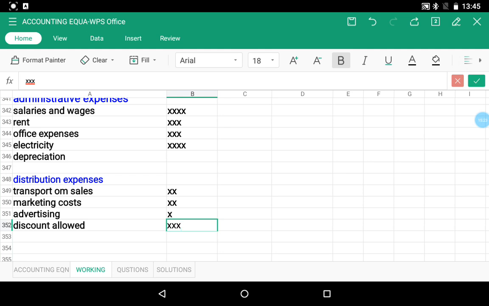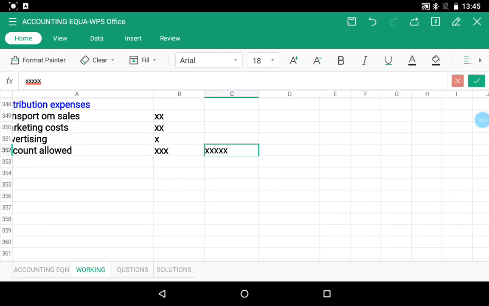So here we shall have our total administrative expenses. Even here we shall have our total distribution expenses.